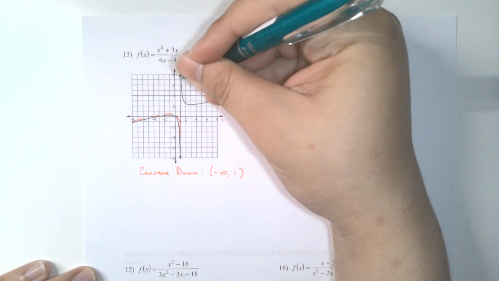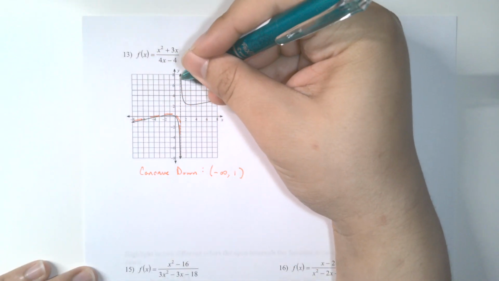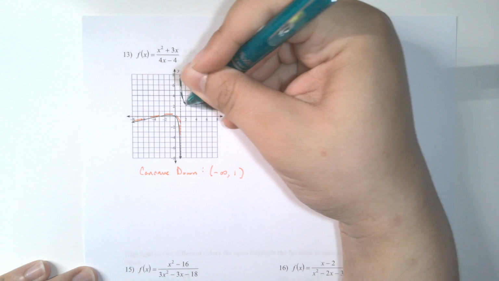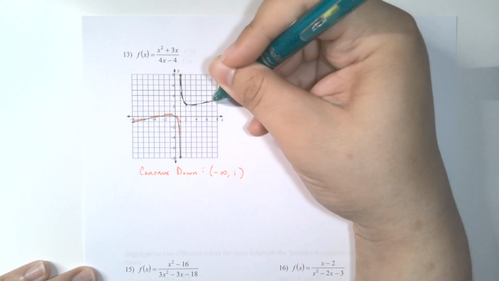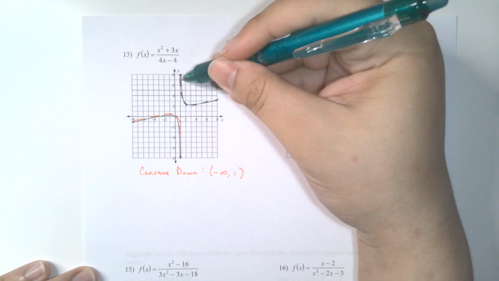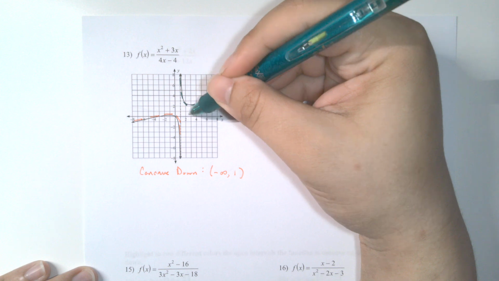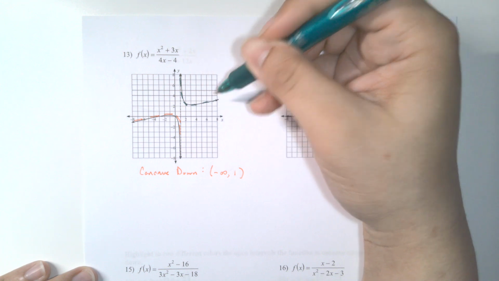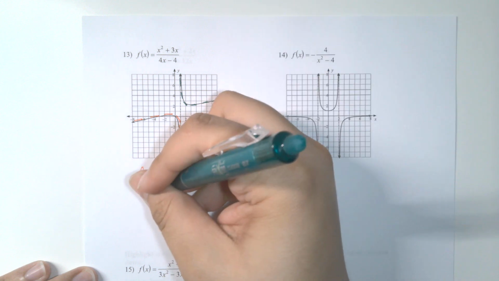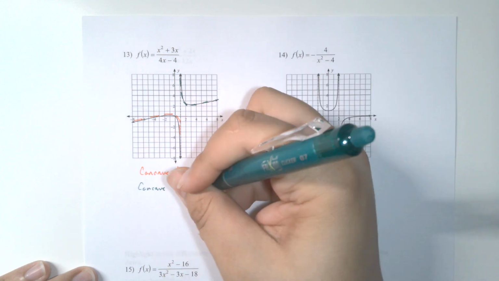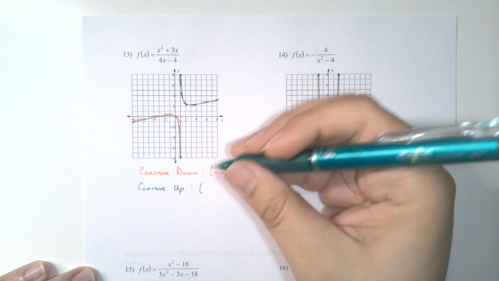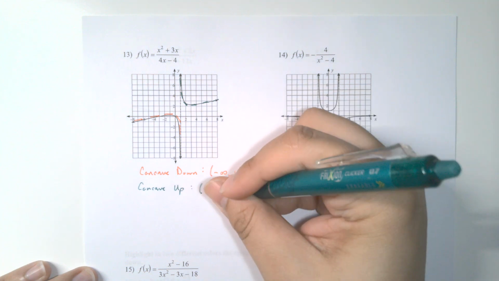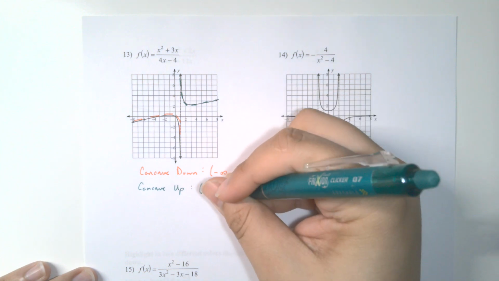And then we have concave up along this stretch here. We start off with negative slopes, and then it becomes flat, and then we get positive slopes. So concave up from 1 to positive infinity.